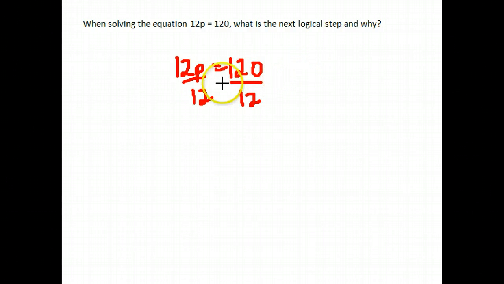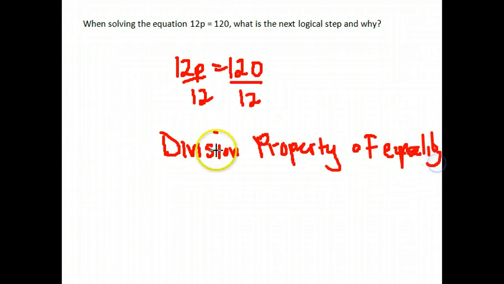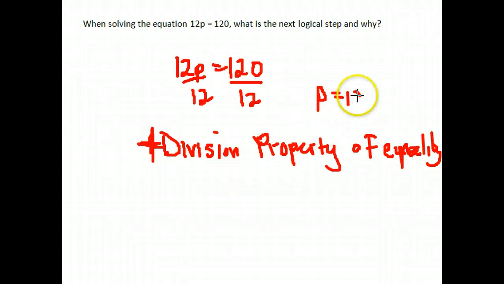Why are we allowed to do that? Why can we divide both sides of the equation by the same number? Well, that is our division property of equality. Okay, so why the division property of equality? What was our next step? To divide both sides by 12 to get p equals 10.